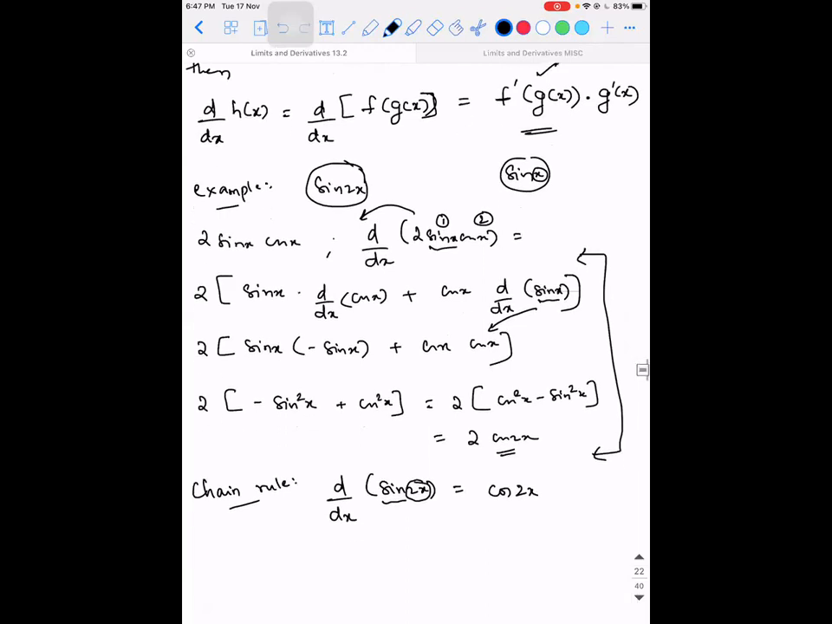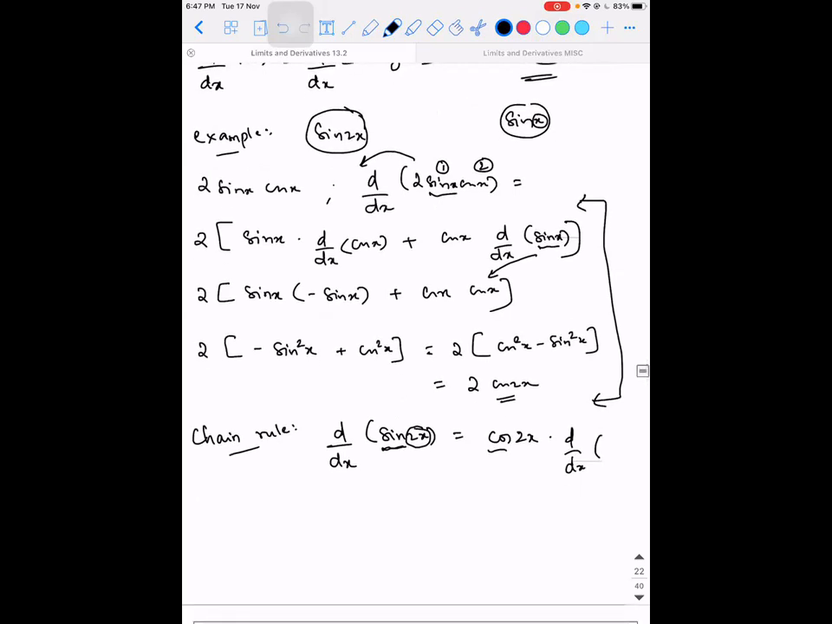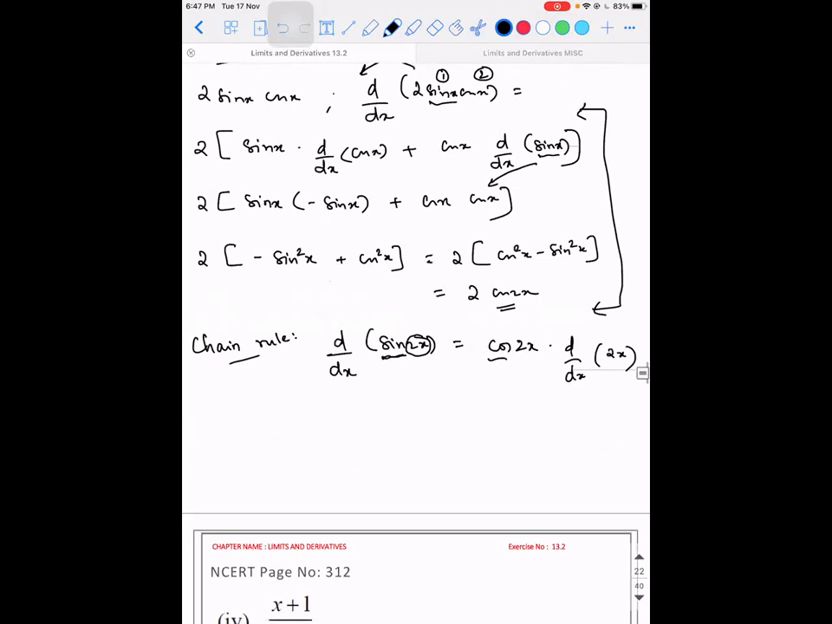Means when you differentiate the function f, when you differentiate sine, I get cos. But I should write cos, and inside I should write g of x, into d by dx of the one which is inside sine. So here, what is g of x? 2x. Okay, so what will I get? The answer will be cos 2x into derivative of 2x, which is 2. Is this answer not the same as this one?